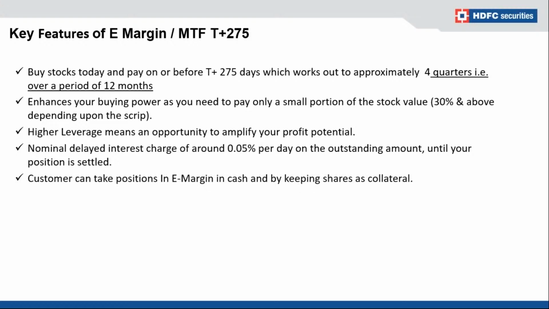Also, suppose for example you don't have the cash limit in your bank, because we pull the money from your bank itself by EOD. If you don't have that much cash, but you have many holdings in your demat, you can also place the trade by giving your existing scrips in your demat as collateral, and whatever limit you get, you can create your e-margin position with the same T plus 275 days period.